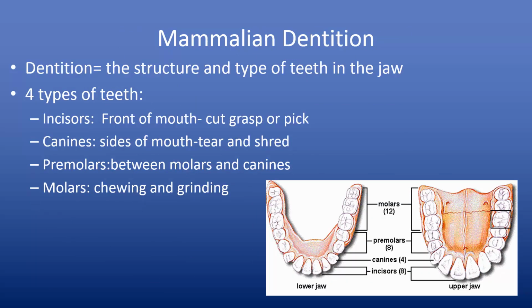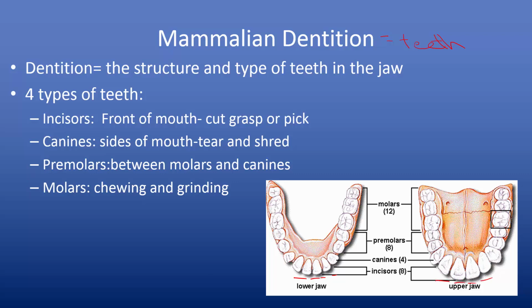Now we're going to get into dentition. Dentition is nothing more than teeth. Okay, so mammal dentition: the structure and type of teeth that are in the jaw. There are four kinds. You need to know all four very well. All right, we have the incisors. The incisors are typically, if we're looking at this human jaw here, we see that we have four incisors.